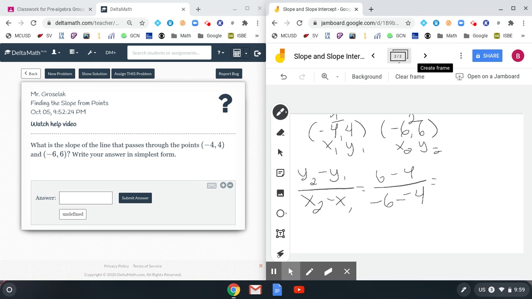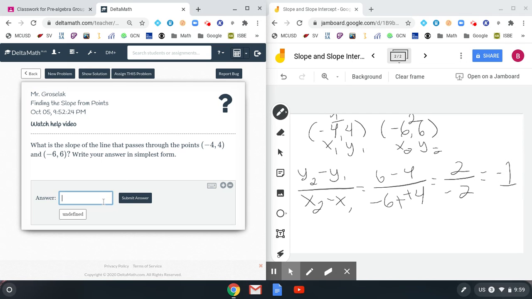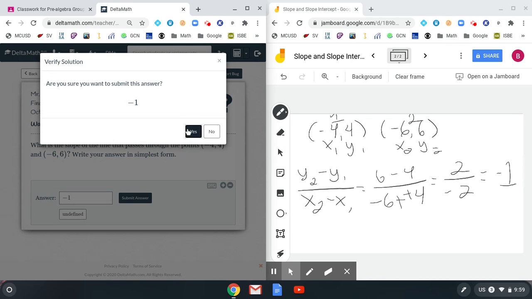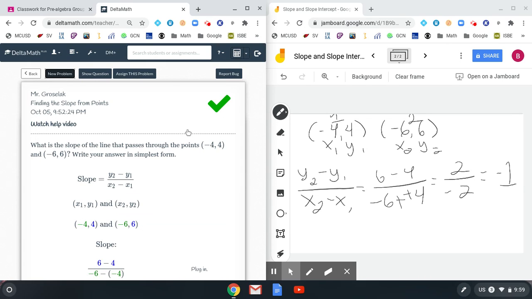So the top is really easy. 6 minus 4 is 2. The bottom, remember, minus a negative turns into plus positive. -6 plus 4, well, that gives me -2. So in this case, my answer is 2 divided by -2 is -1. I'm going to test it to make sure it is -1. Submit. Yes, I want to submit that answer, and I am correct. All right.